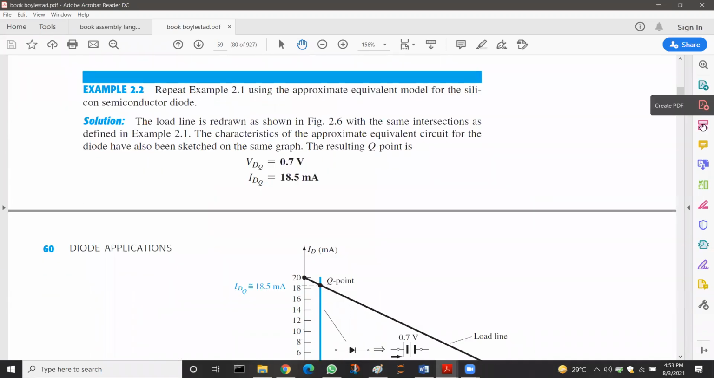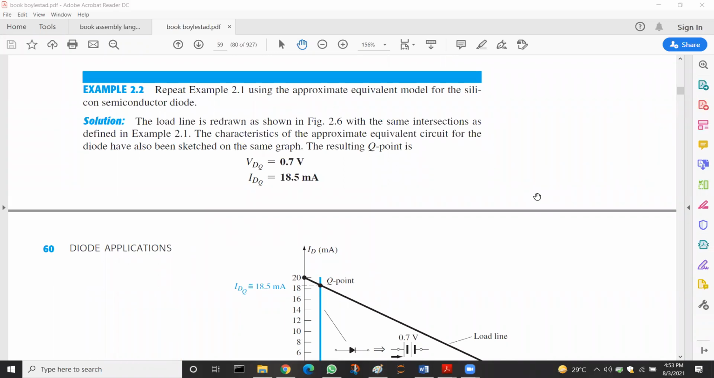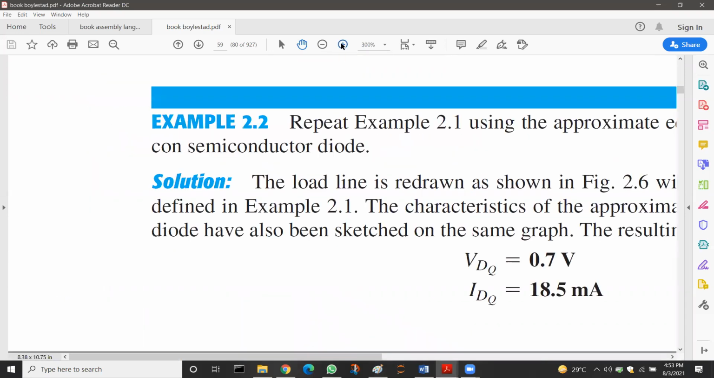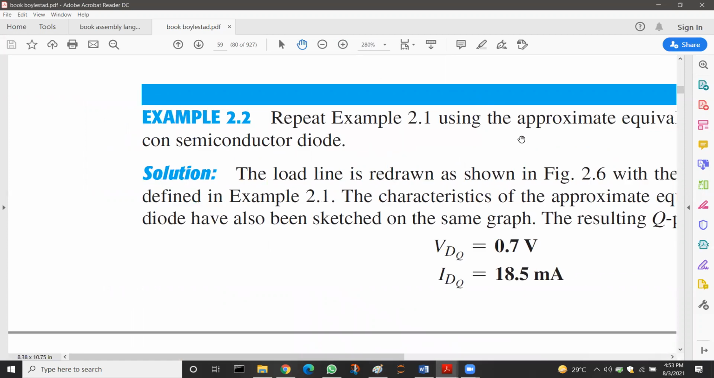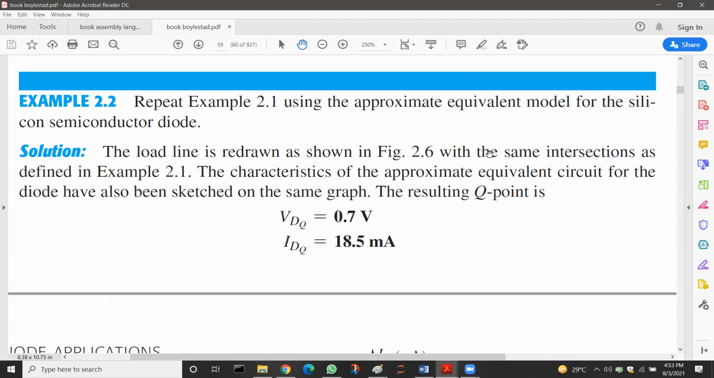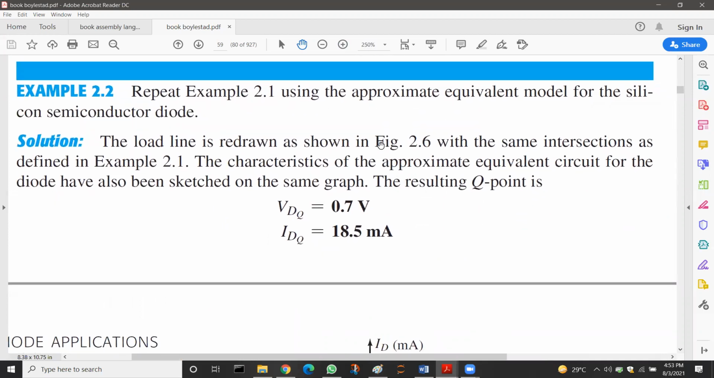See, in example 2.2, we are to use the approximate model to find the value.